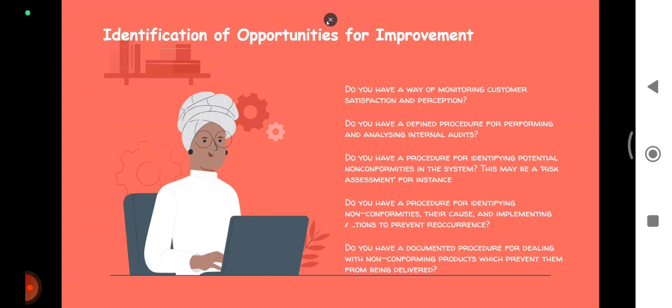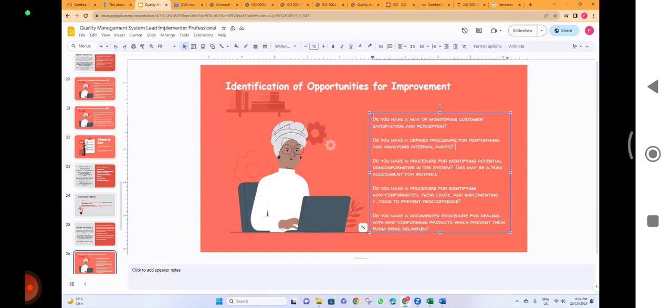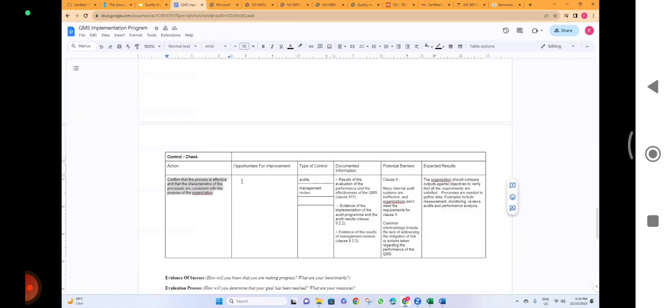So for example, let's say these two here, there's no evidence that this is being done by the organization. So what do you do? Here you just come over here and you say, you should have a way of monitoring customer satisfaction and perception.